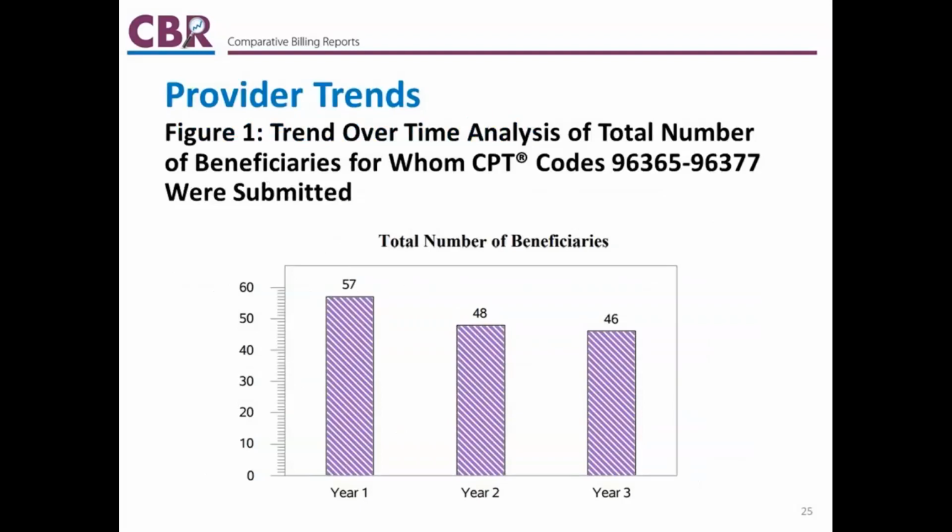The CBR does include a graph that represents the provider's billing trend over the 3 years 2017 to 2020 for total number of beneficiaries to whom CPT codes 96365 through 96377 were submitted. After the detail of the metrics and analyses, it's nice to have this graph that takes a step back and reviews an overall analysis for that 3-year period of time. And we can see that this provider has a pretty steady number of beneficiaries over those 3 years.